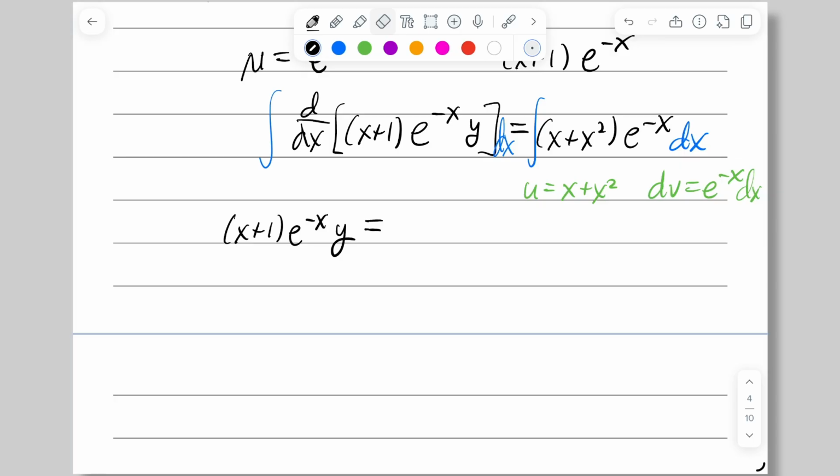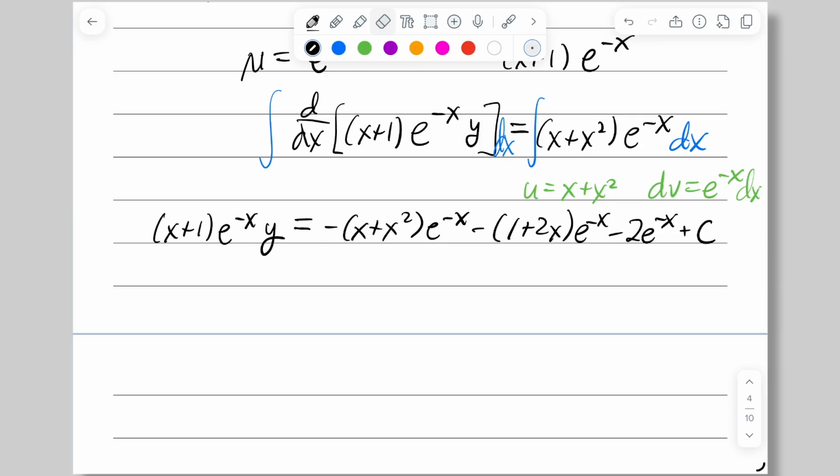The result of the integration by parts gives us the equation x plus 1 e to the negative x y is equal to negative x plus x squared times e to the negative x, minus the quantity of 1 plus 2x times e to the negative x, minus 2e to the negative x, plus c. Kind of ran out of room there.